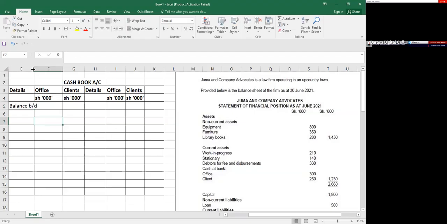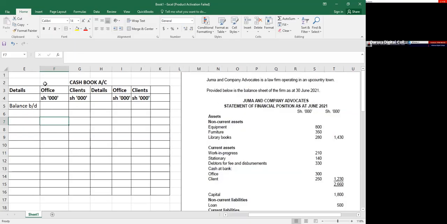So for balance brought down, I'm given a figure of how much. I'm having a figure of, for office, we're having 300. Whereas for client, I'm having 250. Very important to note. Very, very important to note.